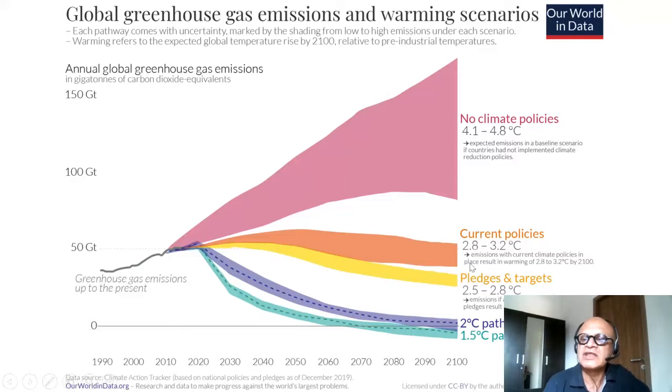Current policies will get us down here, and pledges and targets under the Paris Agreement would bring us down a little bit. But if we want to meet targets like 2 degrees C by 2100 with 66% probability, or the much safer 1.5 degree pathways, then we basically have to reduce annual greenhouse gas emissions along these pathways. So action should have already started, but we are not on these paths at all.